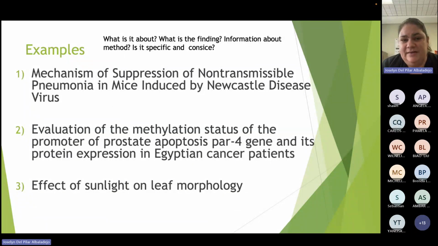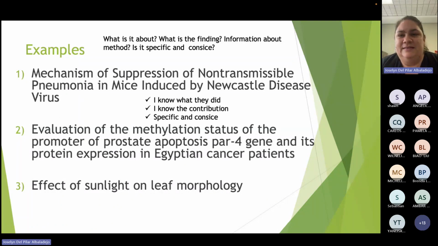I would say yes, right? I would say that their contribution to the body of knowledge is that they're telling me about the mechanisms by which the pneumonia in mice is suppressed when you induce this disease by a virus. So it is informative. It's telling me about the finding. It's telling me what it's about. It's specific and it's concise. How about the next one?